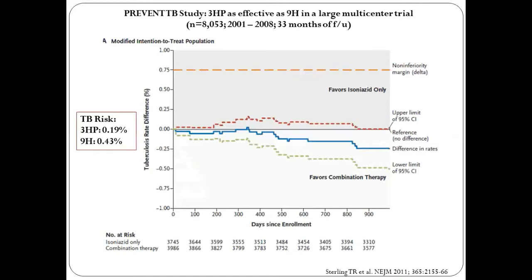This 12-week once-weekly INH and rifapentine regimen is as effective as doing the 9 months of INH, and it has lower rates of hepatotoxicity, and obviously it has higher rates of treatment completion. Now, this is currently approved for non-HIV patients to be given by directly observed therapy. So that's another thing to remember.